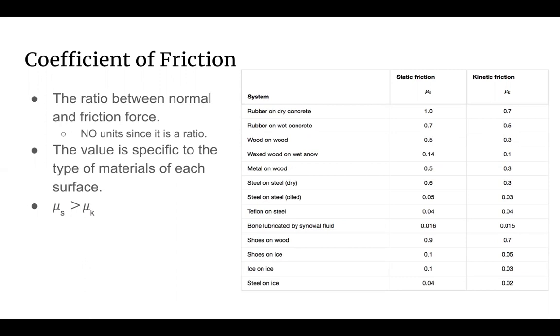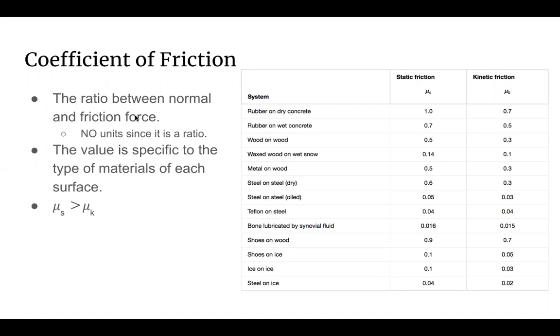One thing I want to point out to you, the coefficient of static friction is always going to be greater than the coefficient of kinetic friction. That's because of that peak that happened in our graph right before it dropped. So that also tells me that my static friction is always going to be greater than my kinetic friction.